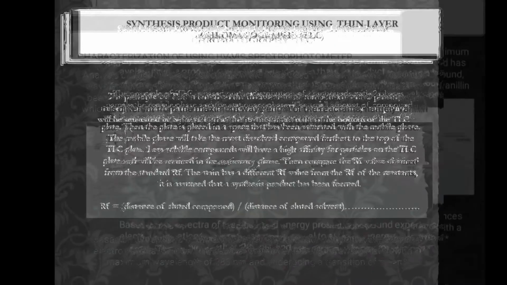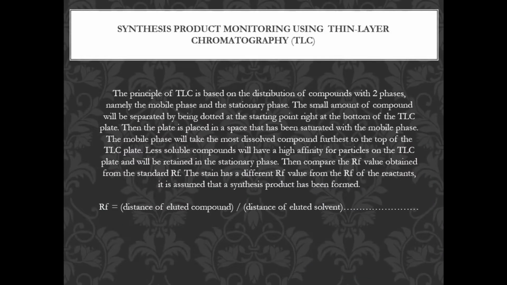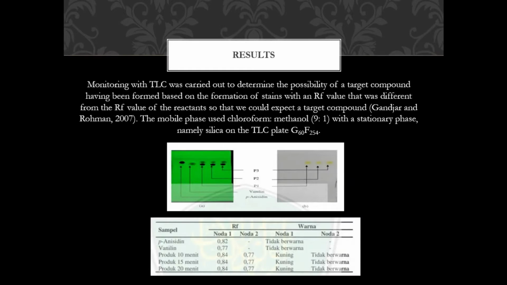My name is Anastasia. At this time, I will explain about synthesis product monitoring using thin layer chromatography, or TLC. Monitoring with TLC was carried out to determine the possibility of a target compound having been formed, based on the formation of a spot with an Rf value that was different from the Rf value of the reactants, so that we could expect a target compound.